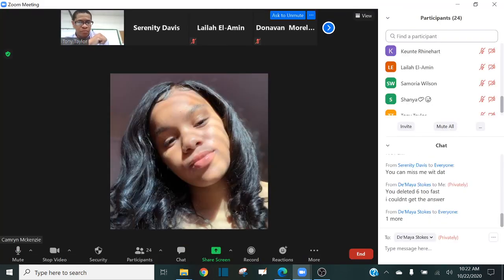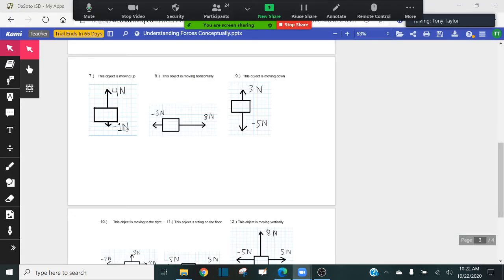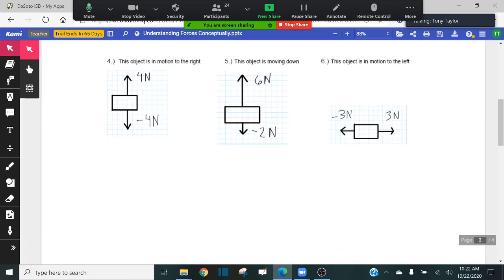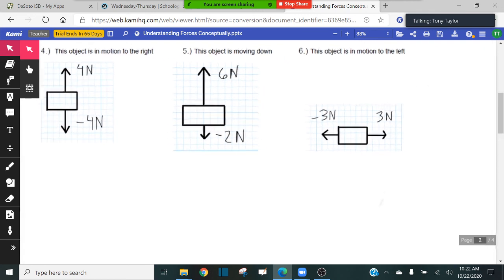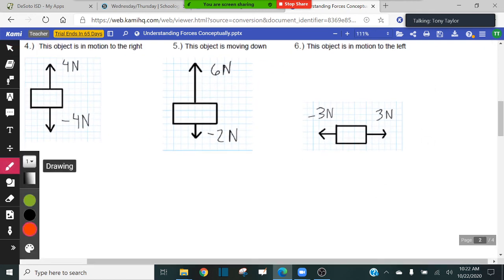I need you to do number 6 again. That will be negative velocity. Okay. Let me do number 6 again. Okay, guys, give me just a second. I'm going to do number 6 and I'm going to do one more after that. Okay, guys, look at number 6. It says this object is in motion to the left. So to the left means our velocity is what?